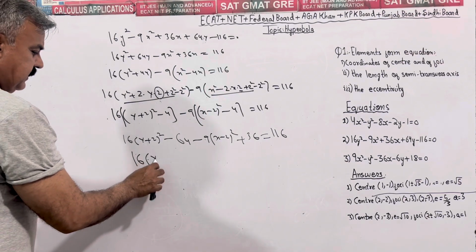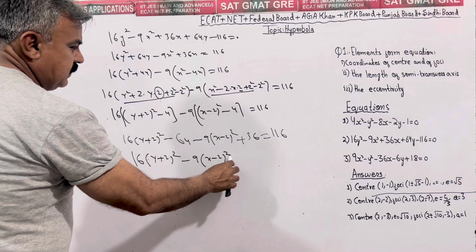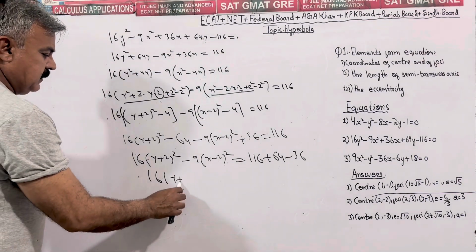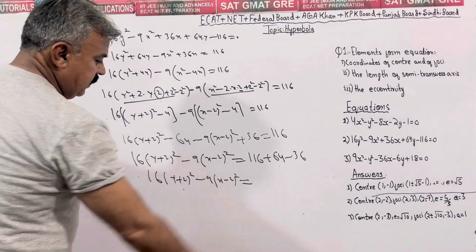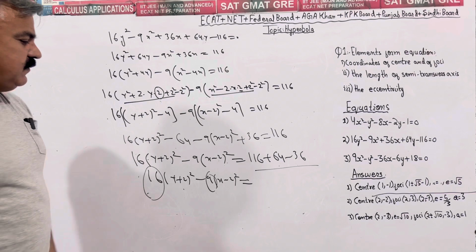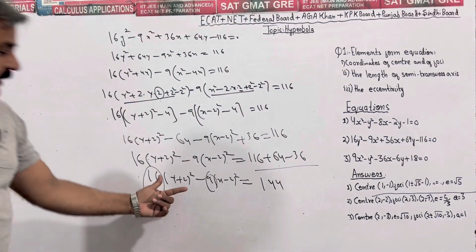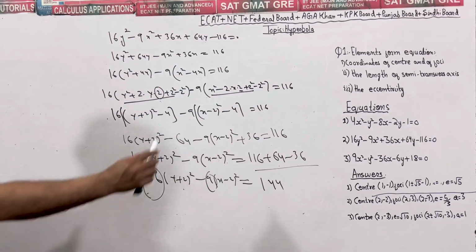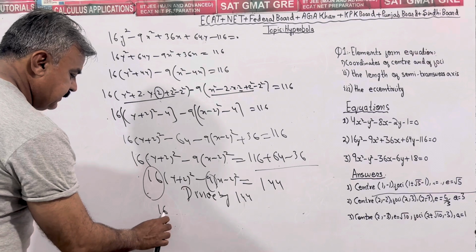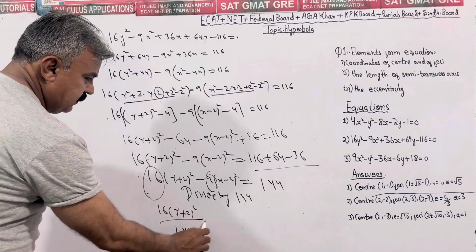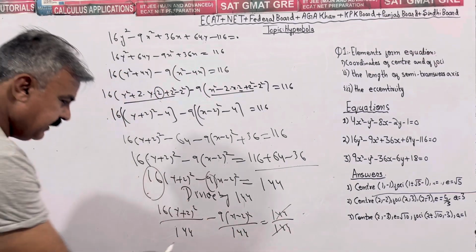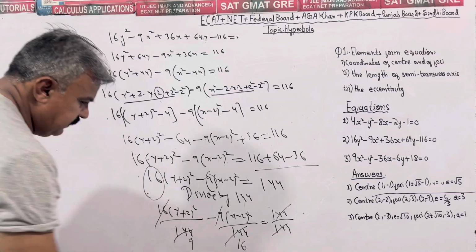What we have, let's see and find out. 16 times y plus 2 whole square minus 9 times x minus 2 whole square is equal to 116 plus 64 minus 36, which gives 144. Mostly there lies the product of 16 and 9, which is 144. Instead of 144 we need 1, so divide by 144. We have 16 times y plus 2 whole square divided by 144, minus 9 times x minus 2 whole square divided by 144, is equal to 144 divided by 144. It will become 9 and it will become 16. Okay, cool.